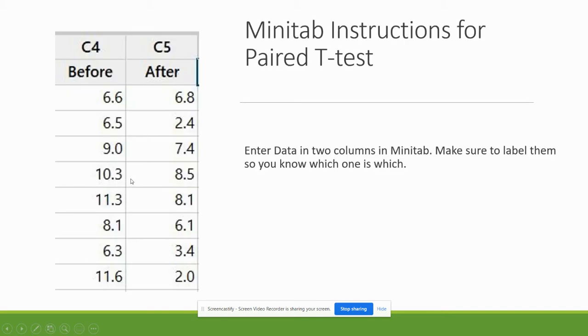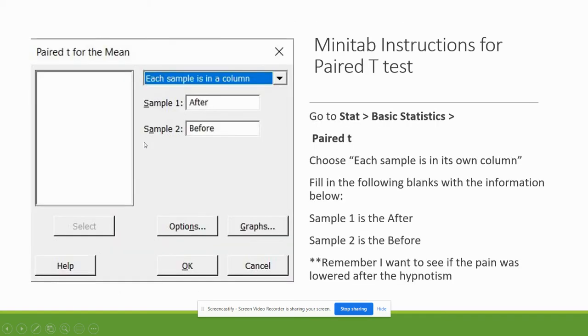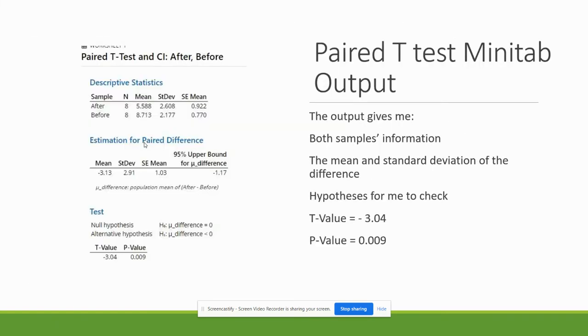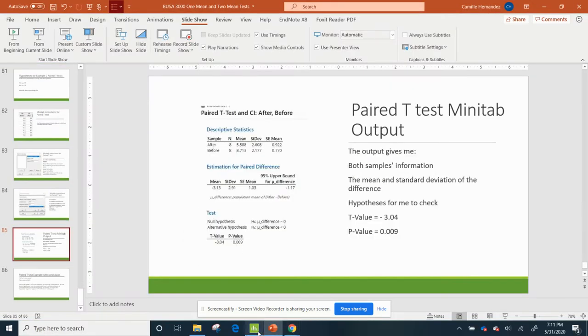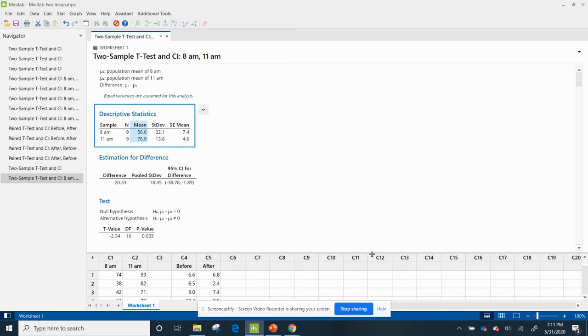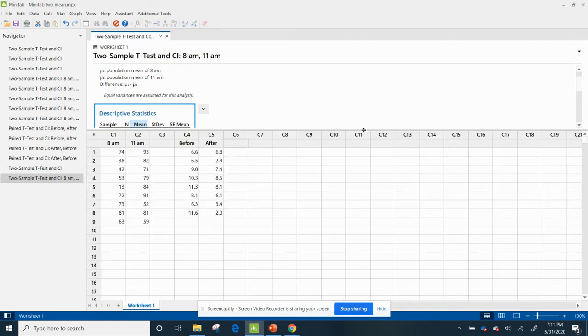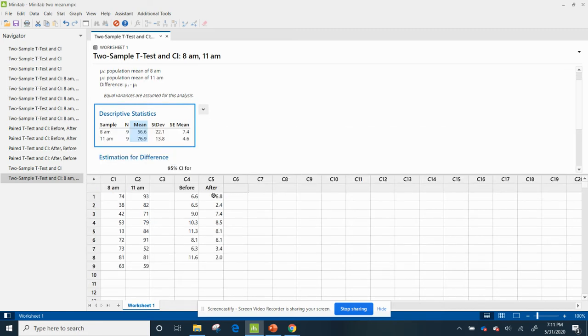Minitab is going to do everything else. Okay, remember, you've got everything that you need to do here. It shows what you need to do. But I'm going to walk you through it right fast. So I've got my data in here. I'm going to show you where I have it. Here's the before and the after. You don't do it across, you do it up and down like I did that. So here's the before, here's the after. And I label everything just so I know what it is.